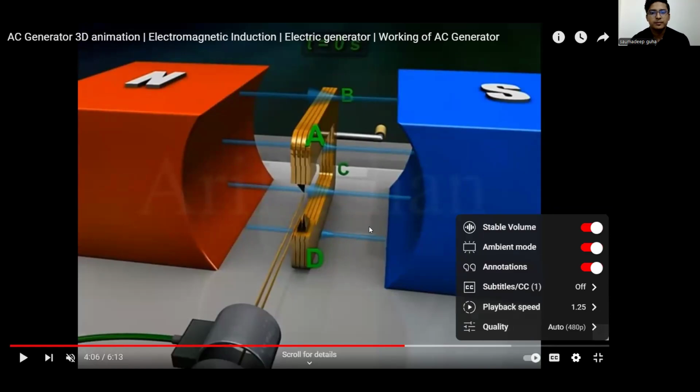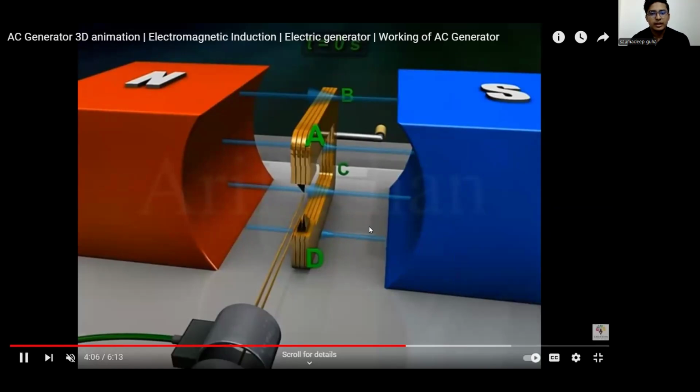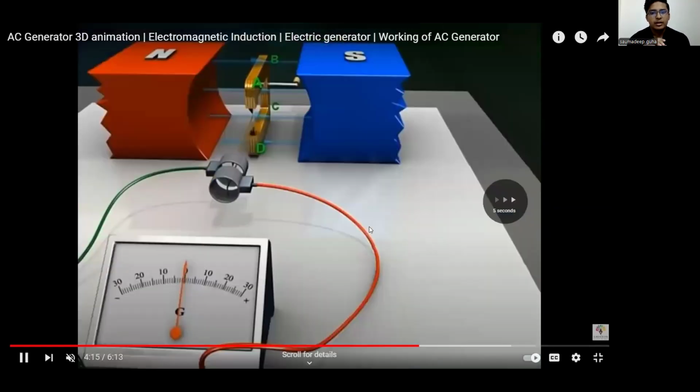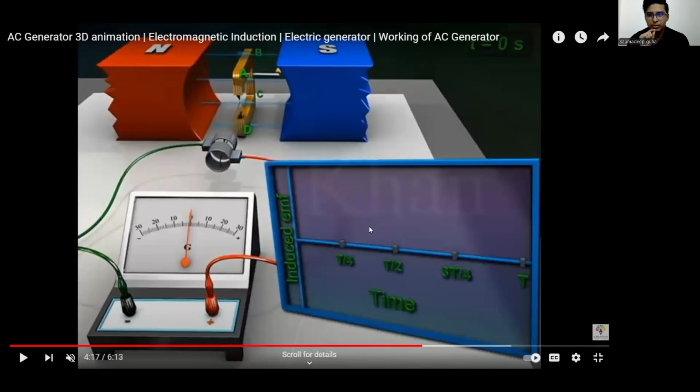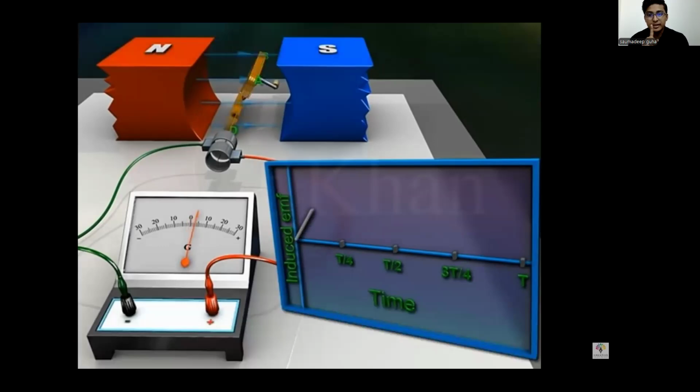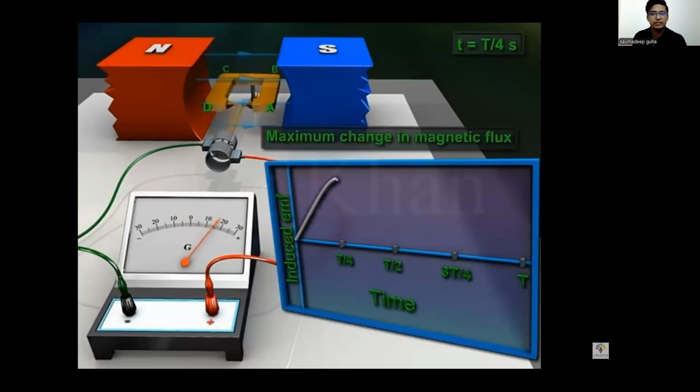Now, can you see? We'll be starting the graph from T equal to 0. And we'll be taking the time range to be T by 4, T by 2, 3T by 4, and finally T. Let us see how the graphs change with that motion. With 90-degree motion, can you see the induced EMF reaching its peak, the maximum value? This is the maximum range that can be reached.